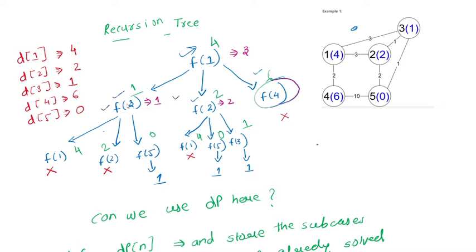We already know this is the base case, its answer will be 1. Its answer will be 1, right? So we will return simply 1. So f of 5 is 1, so f of 3 is also 1, right?